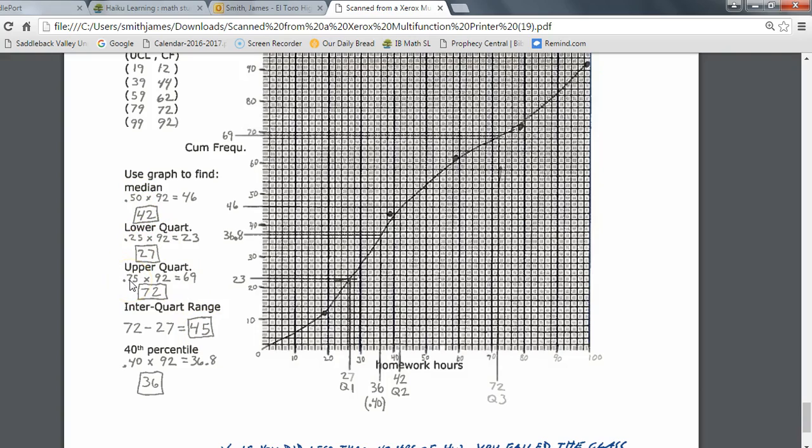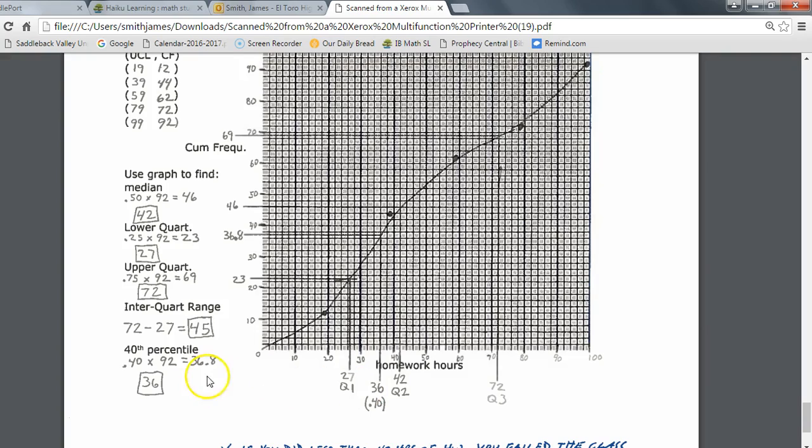We can use any percent for this. So even if they said, what is the 40th percentile? We'll just take the same approach that we took here, and we would say, okay, what is 40% of 92? And it's about 37, so the 37th term is going to give us the 40th percentile mark. So if we go up to about the 37th term, trace that over and down, this is the value of 36. This is our answer, 36 hours is about the 40th percentile mark.